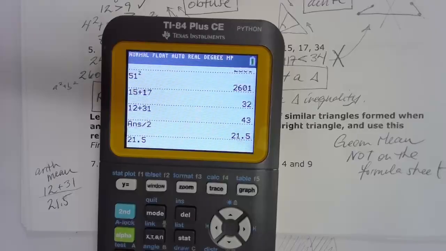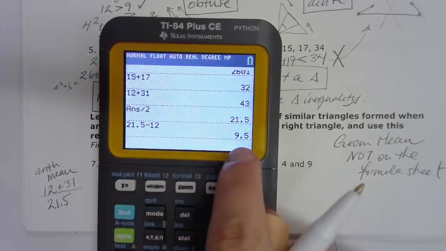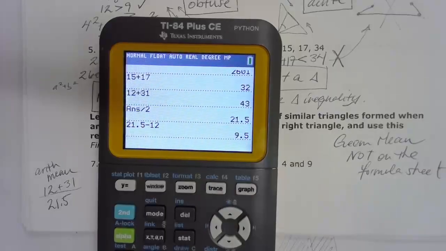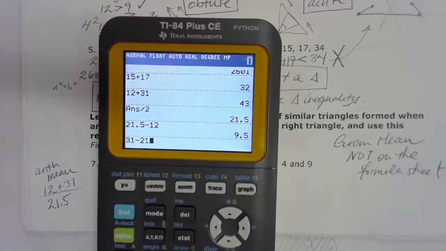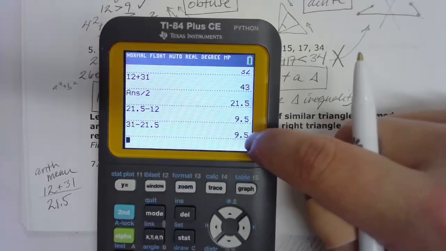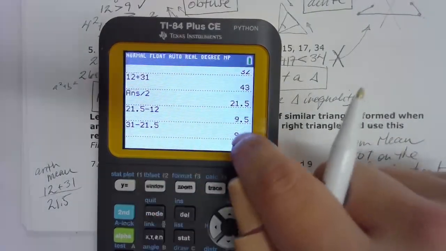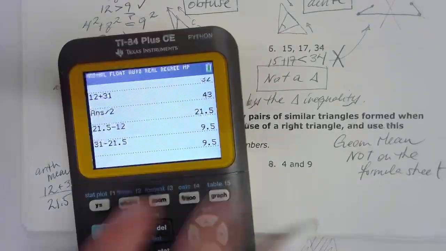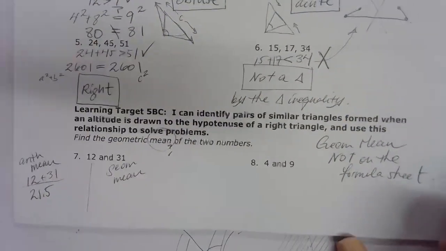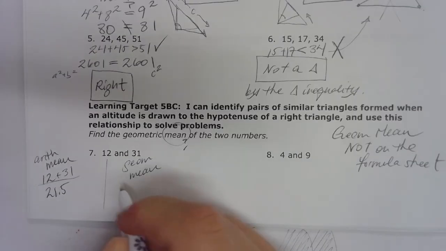Alrighty? In other words, if I take 21.5 minus 12, 21.5 is 9.5 away from 12, but it's also 9.5 away from 31. If you subtract, they're the same distance away. So, it's in the middle. The geometric mean does the same thing, but with multiplication. And to find it, it's very simple.